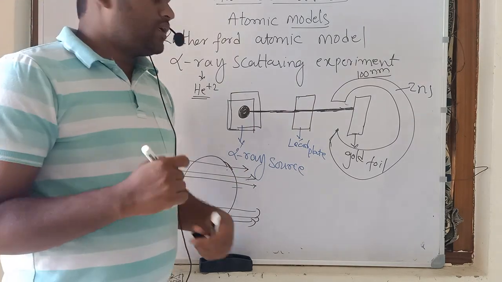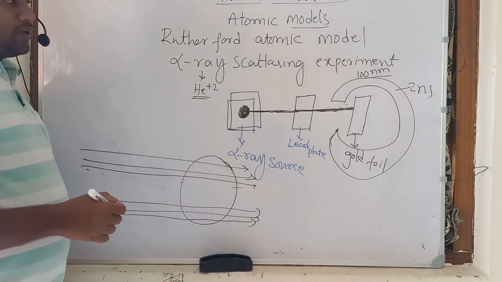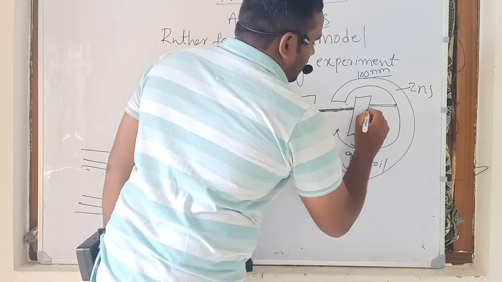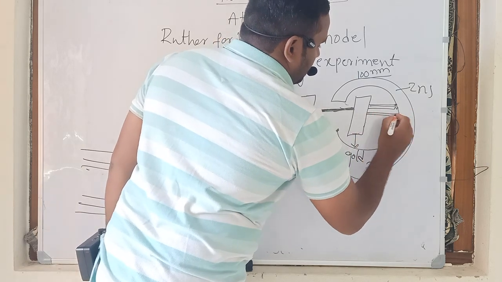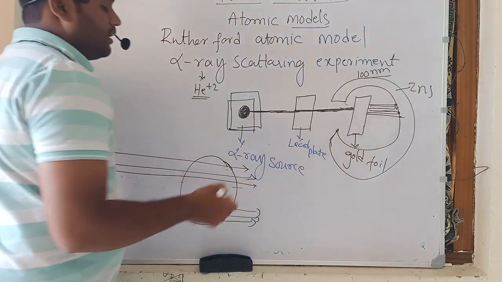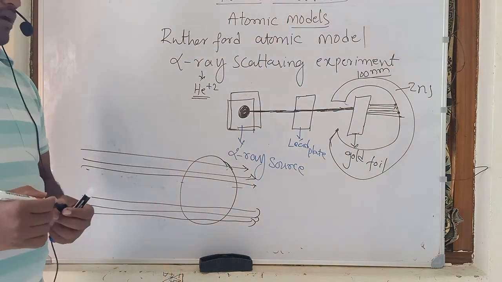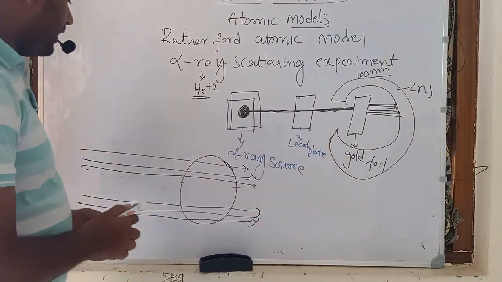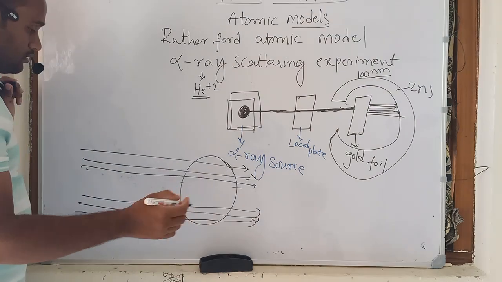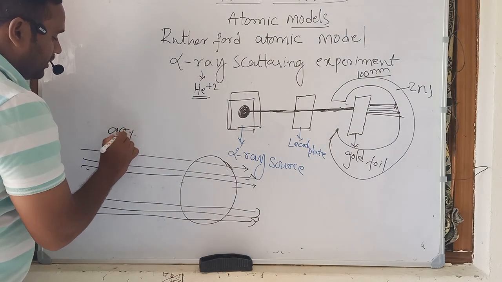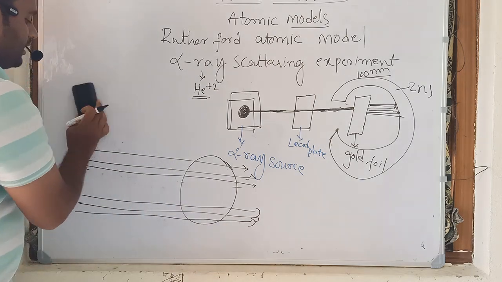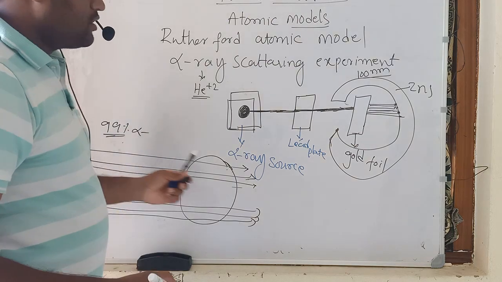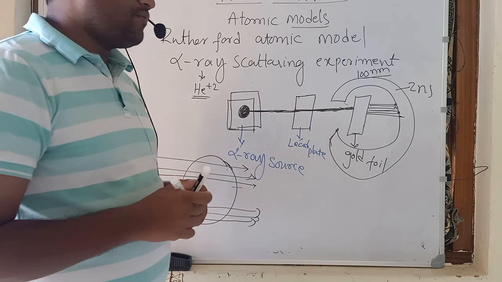How is he going to say that they are moving in a straight line without any deviation? Here he is observing some glow on this zinc sulfide screen. They hit the zinc sulfide screen and give some glow. Hence he concluded that most of the alpha particles, 95% to 99%, pass through the gold foil without any deflection from their path.